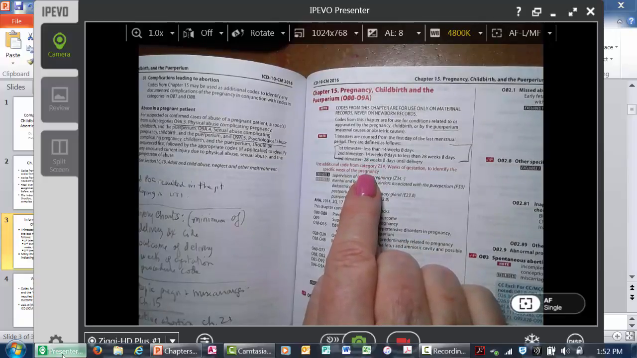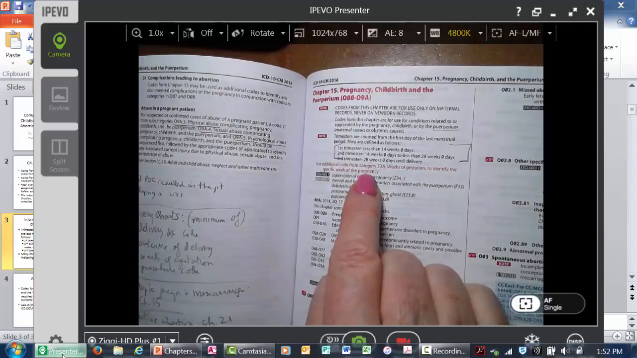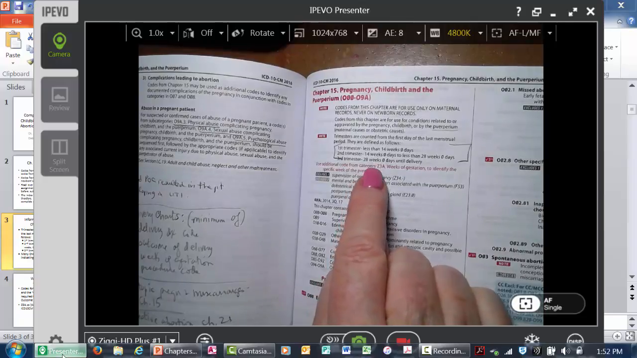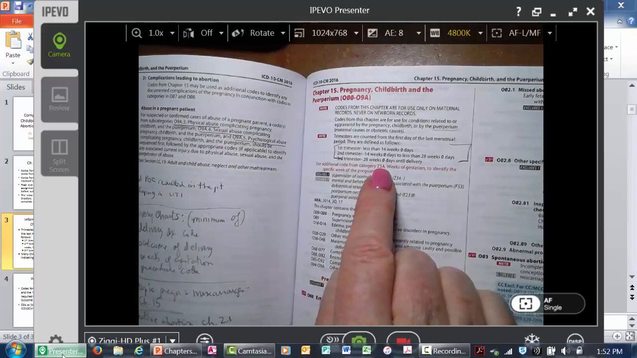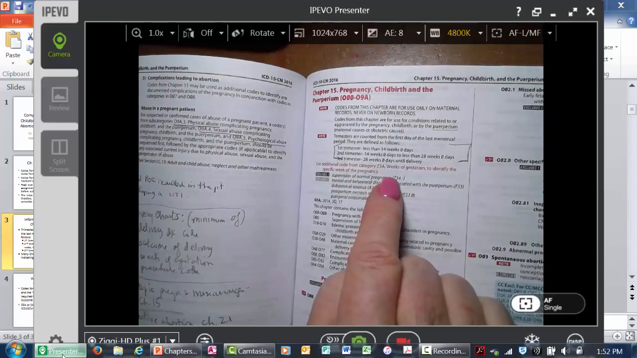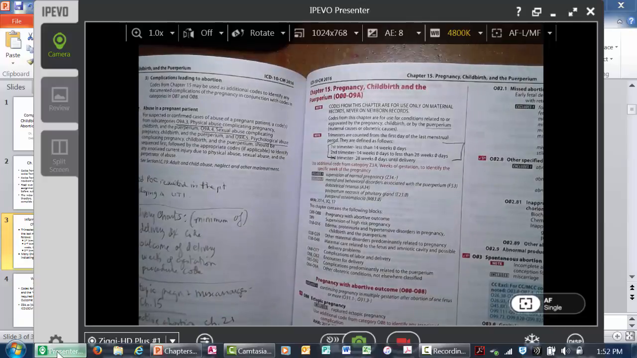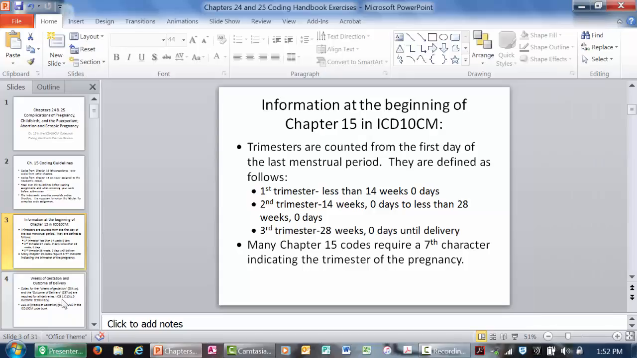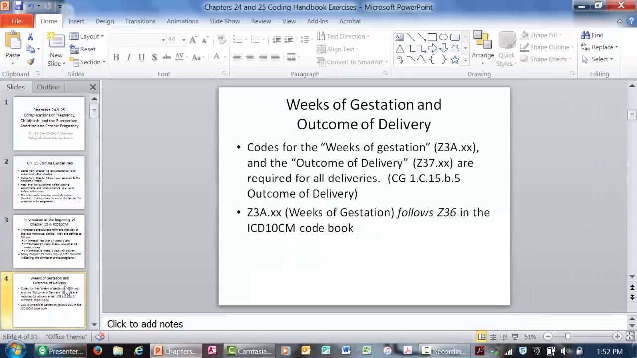Also, an instructional note to use an additional code from category Z3A, weeks of gestation, to identify the specific week of the pregnancy. So anytime you're using a code from chapter 15, you're going to be using a weeks of gestation code. And when you have a delivery, you're always going to code the outcome of that delivery. That is a coding guideline. And here is the number of the coding guideline for outcome of delivery.